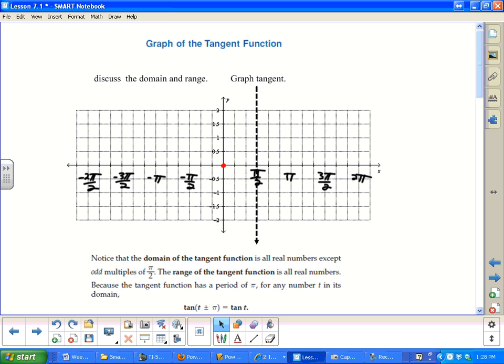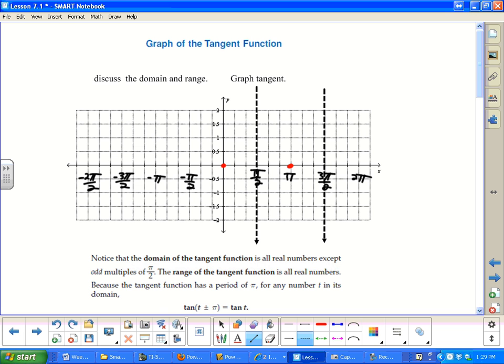Right. Because it's undefined there, it's a vertical line. Well, the graph doesn't go through that. Okay, how about pi? What is it? 0. Okay. 3 pi over 2? Oh, there's another asymptote there. It's undefined. How about 2 pi? 0. Okay. So what can you tell me then? The graph is not so special. Okay? All right.